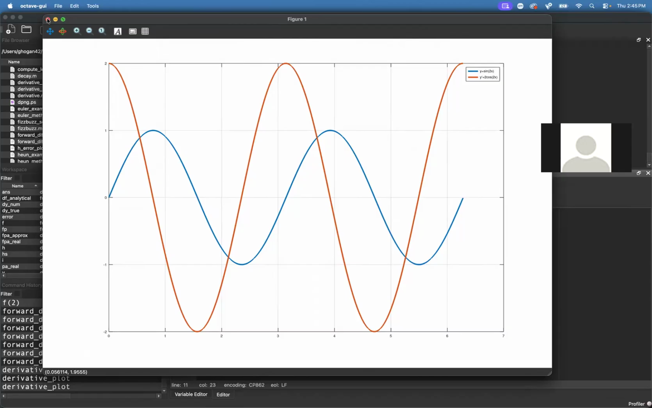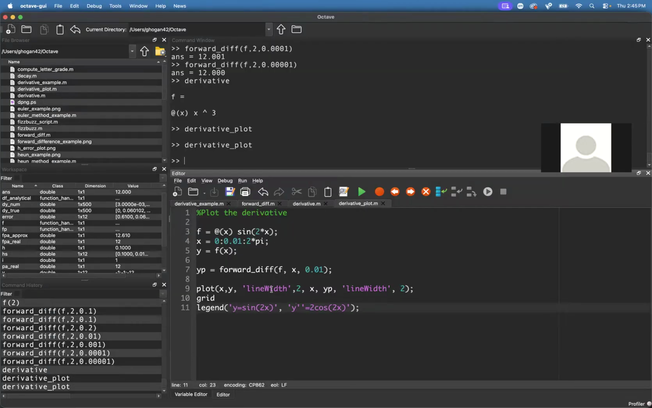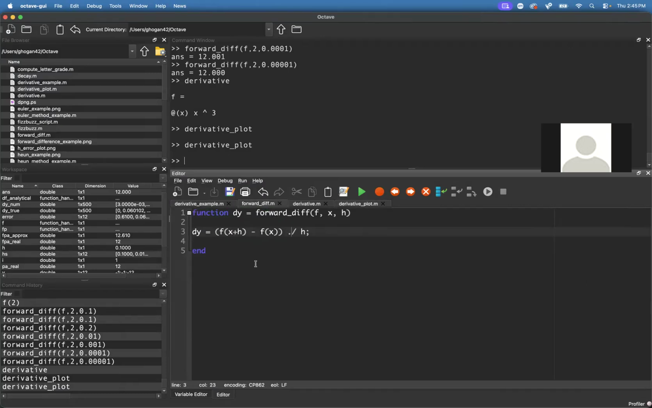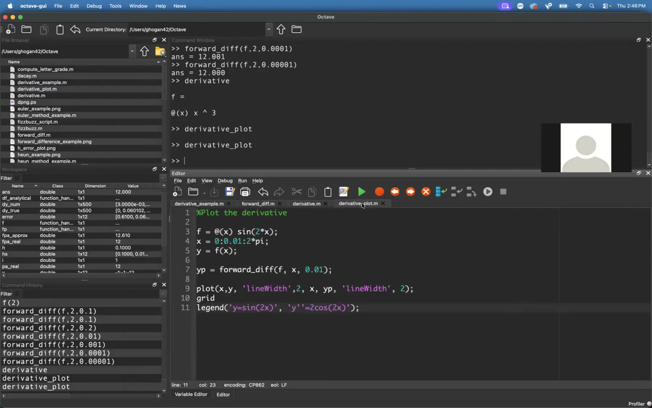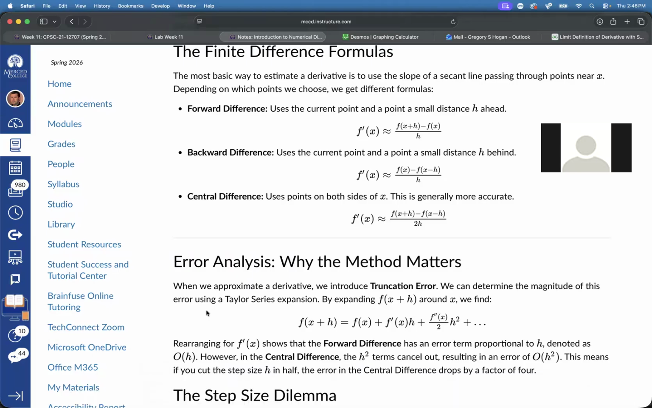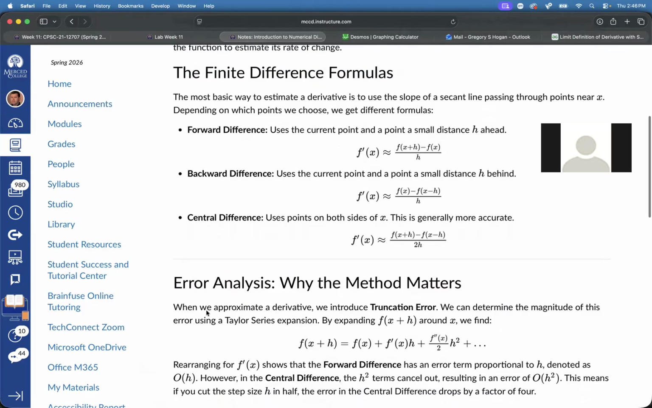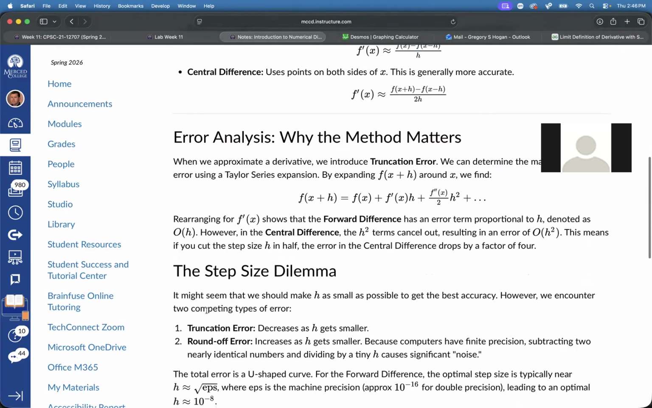Okay, so what did we do? We made a plot. We have a function called forward difference that calculates a forward difference. We've got a couple of scripts to do some calculations. We saw that as the H value goes down, the error goes down to a point, but then it increases again. And we made a plot of a derivative. So that's mostly what we wanted to talk about, but we can go over more of this in class.